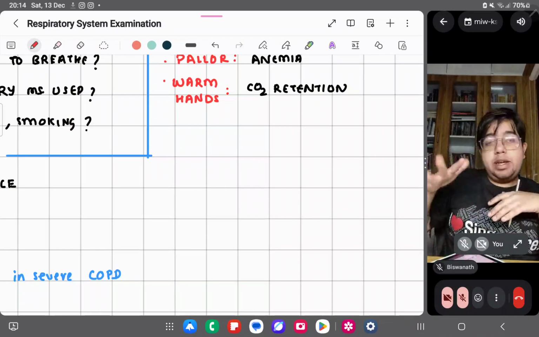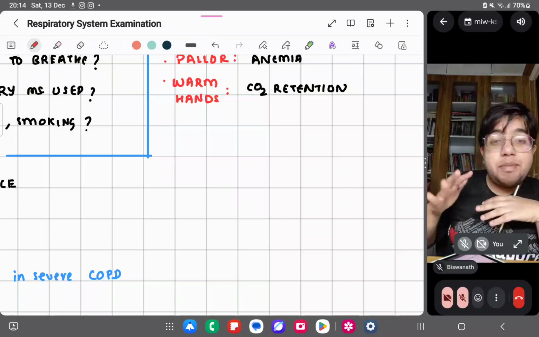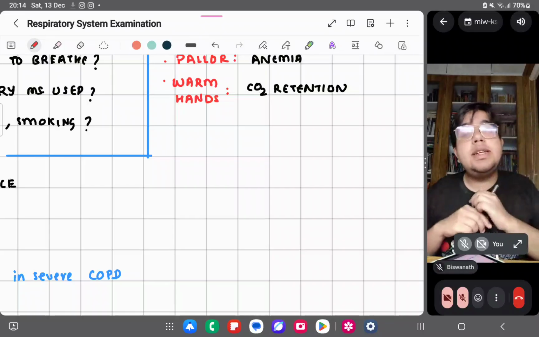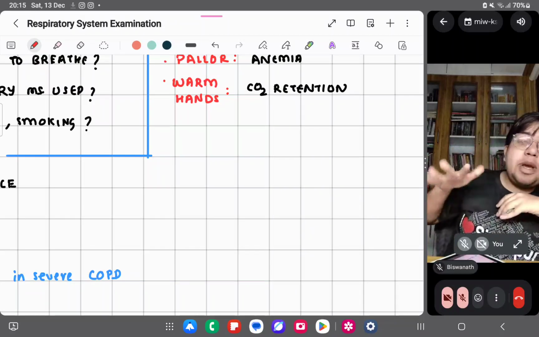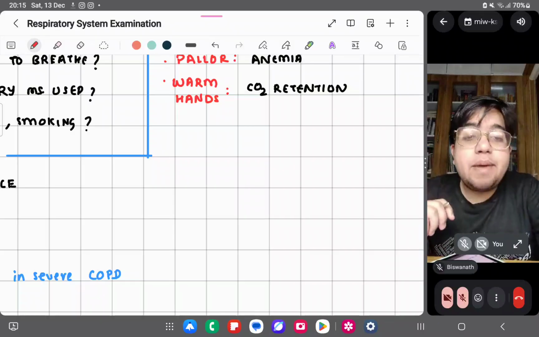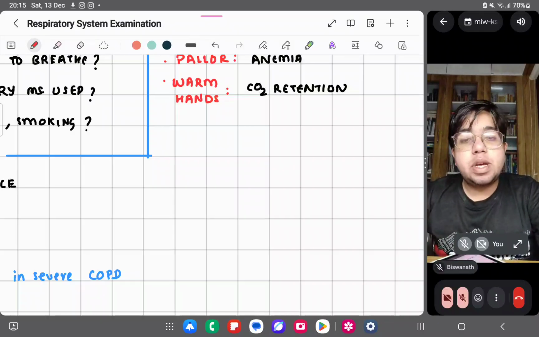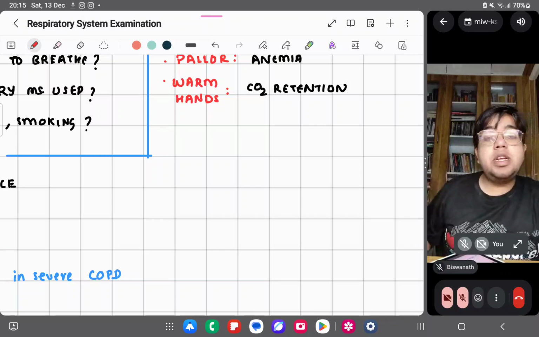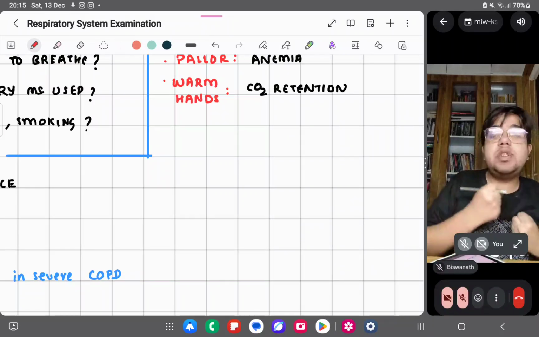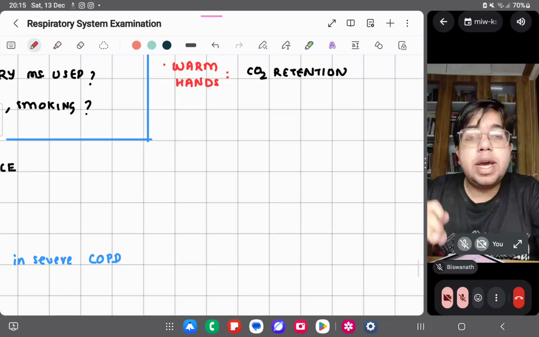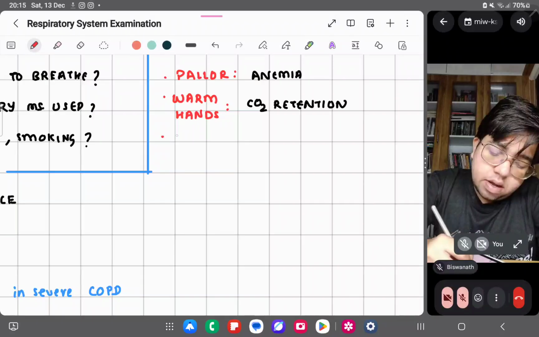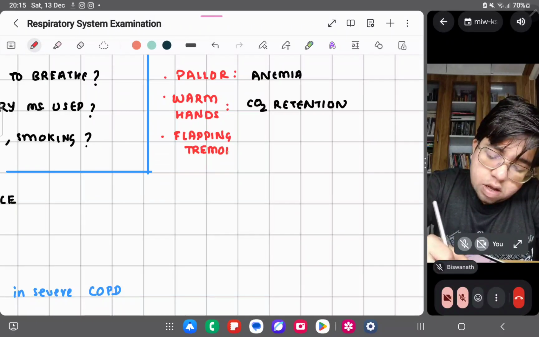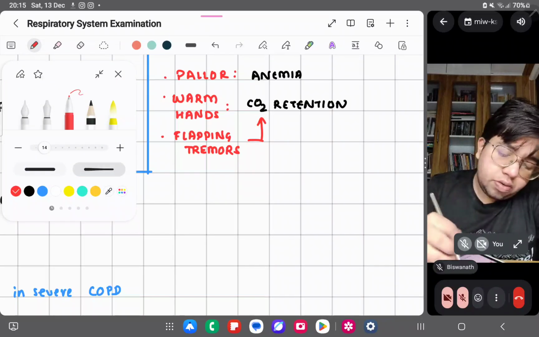Now you will see something. This. What is this? This is a tremor. It is a special kind of tremor which I call asterixis, or flapping tremors, like the flapping of a bird. This flapping tremor will indicate again your CO2 retention. And this flapping tremor is also seen if there is a buildup of nitrogenous products inside our body. So warm hands and flapping tremors also can indicate CO2 retention.